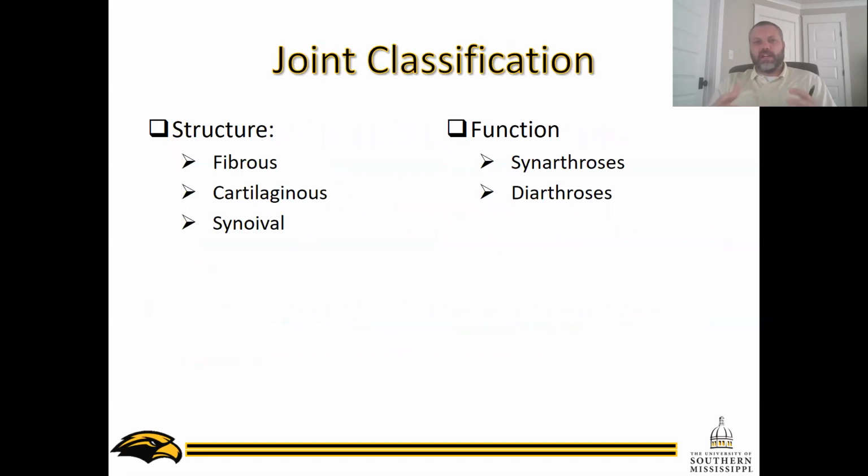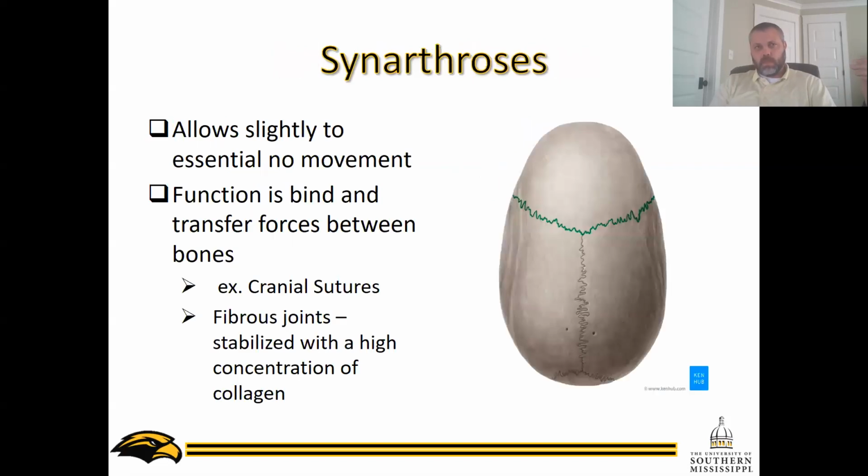So we can classify joints in one of two ways. They can either be classified by their structure, or they can be classified by their function. Those are the two classifications, structure and function. When we talk about structure, this is going to be whether it's a fibrous joint, cartilaginous joint, or a synovial joint. Now, the function part is a synarthrosis or a diarthrotic joint. So when we talk about function, the first one, we'll go into synarthrosis.